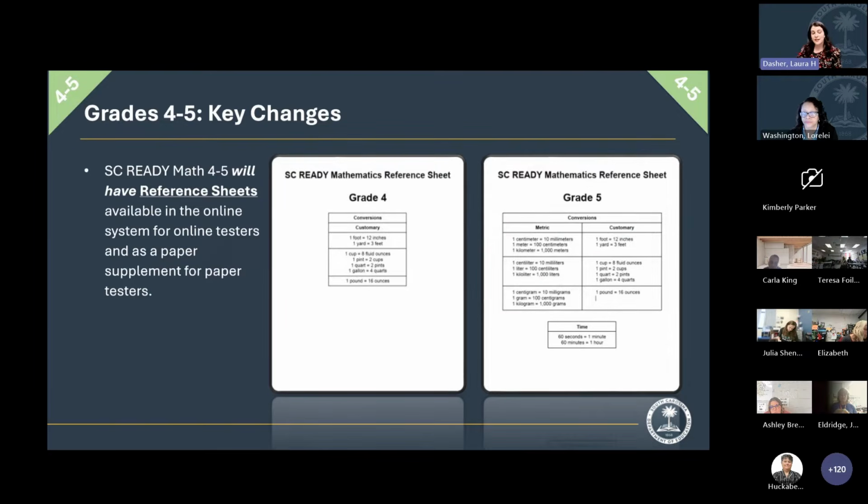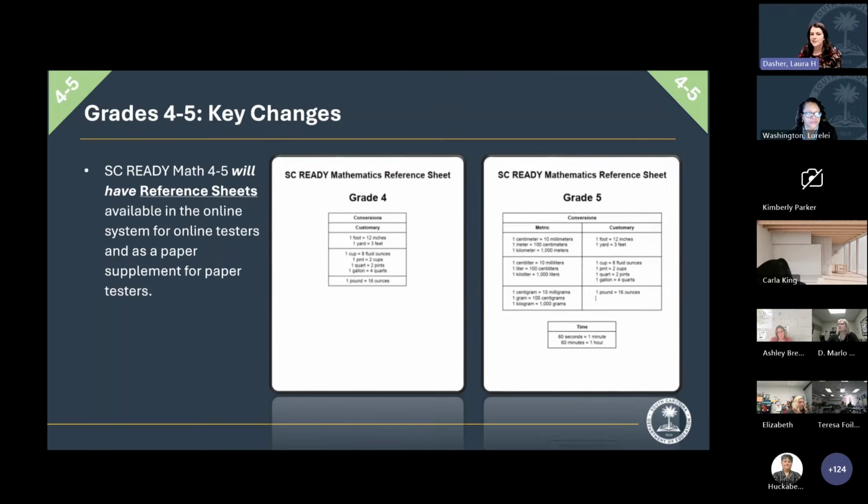Another key change, which is specific to grades 4 and 5, is that they will include a reference sheet. These sheets will be available in the online testing system for students testing online and as a paper supplement for students taking the paper version of this test. These reference sheets provide students with conversions that align to their grade level indicators. These reference sheets were developed by teachers, and teachers decided what should go on each sheet. There's not a third grade reference sheet, and that's simply because of the way the indicators were written for that grade led to there not being a need for such a tool.